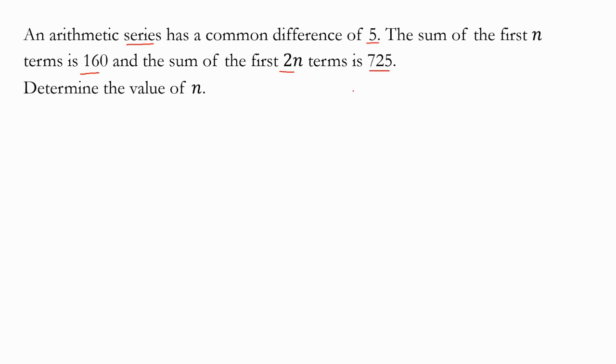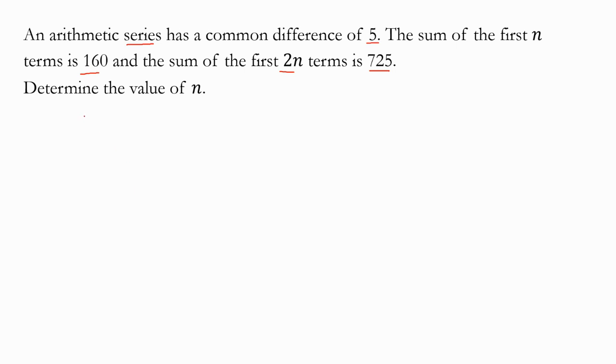If you check here, again, we're given two sets of information. Right, determine the value of n. So in arithmetic series, there's a common difference of 5. The sum of the first n terms is 160. We're going to create an equation with that. And then the sum of the first 2n terms is 725. That's another equation. Then we solve them simultaneously. We're done. Okay.